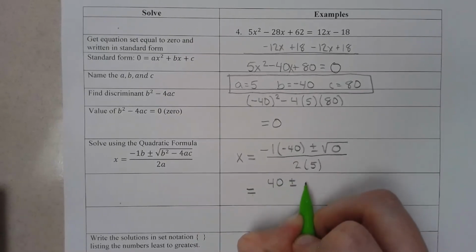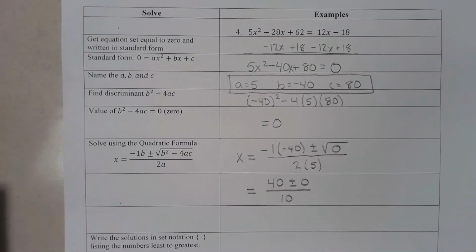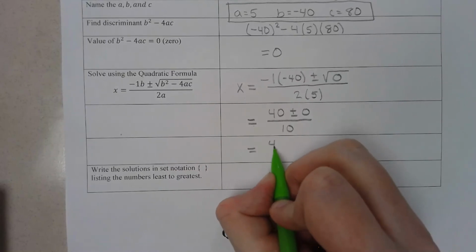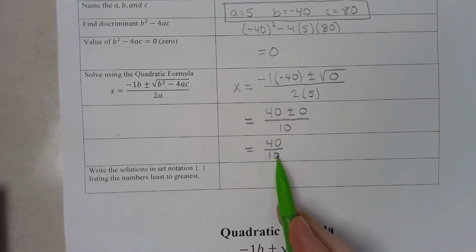Positive 40 plus or minus 0 over 10. Well, if I added 0 to 40, or if I subtract 0 from 40, it's the same value. So we actually no longer need that plus or minus 0. We can leave it off. So there's why we are getting just one solution.